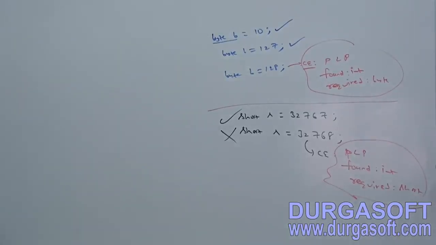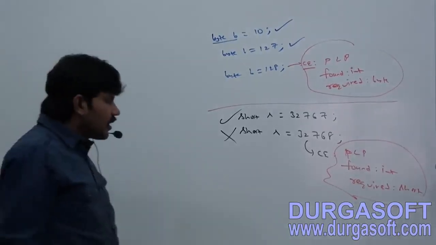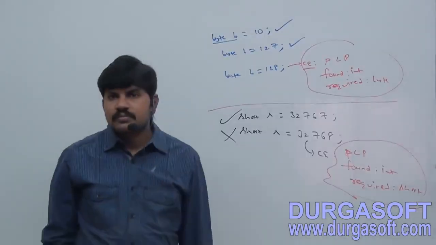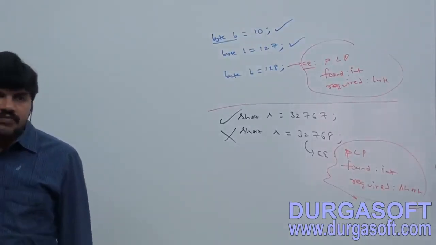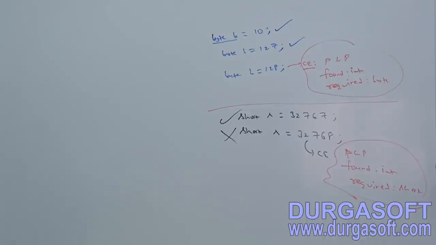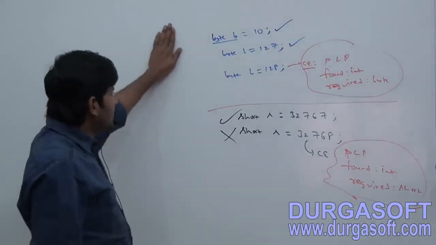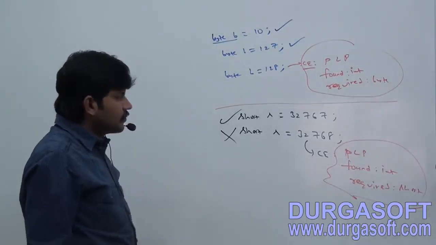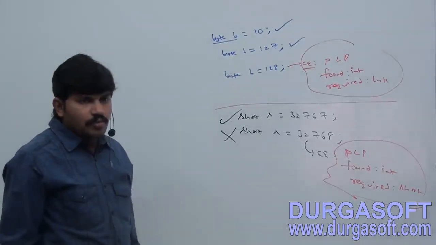Possible loss of precision, found int, required short. Possible loss of precision, found int, required short. Required short, like... completed, I hope.